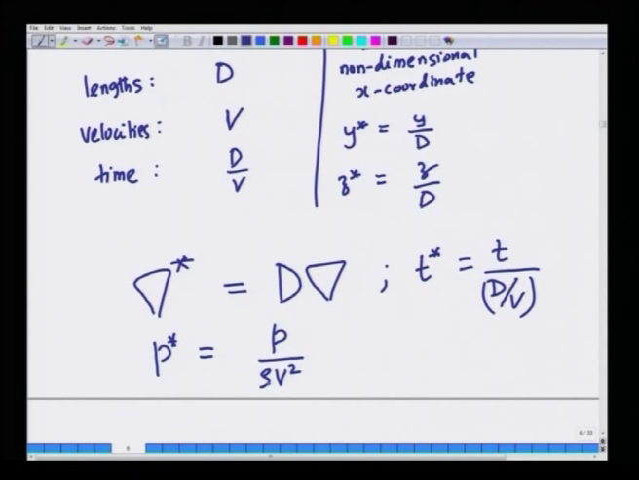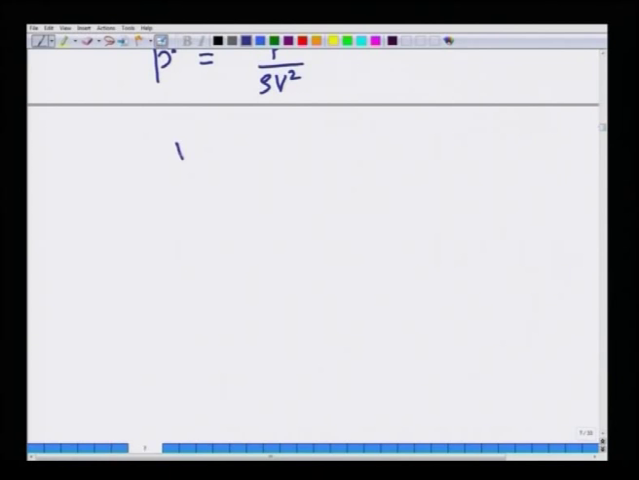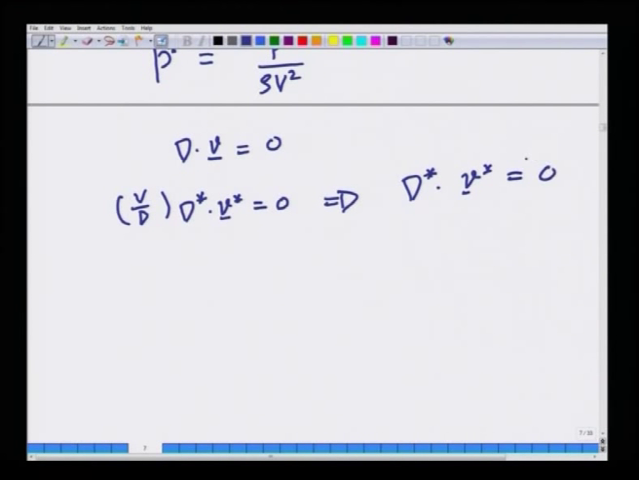Okay. So, when we do all this, we have the continuity equation del dot v is 0. Now, we get V by D times del star dot V star is 0. This implies that the continuity equation simply becomes del star dot V star is 0. This is the dimensional continuity equation. This is the non-dimensional continuity equation.